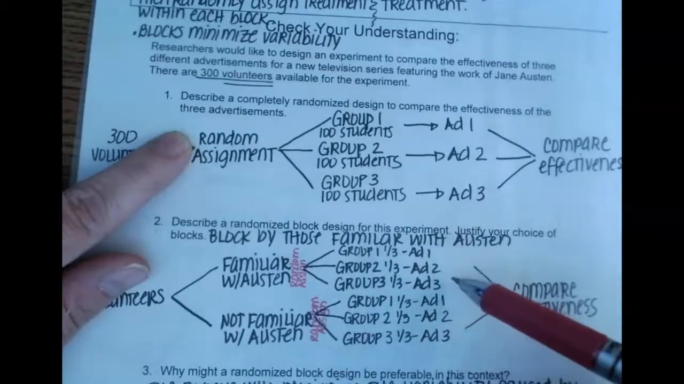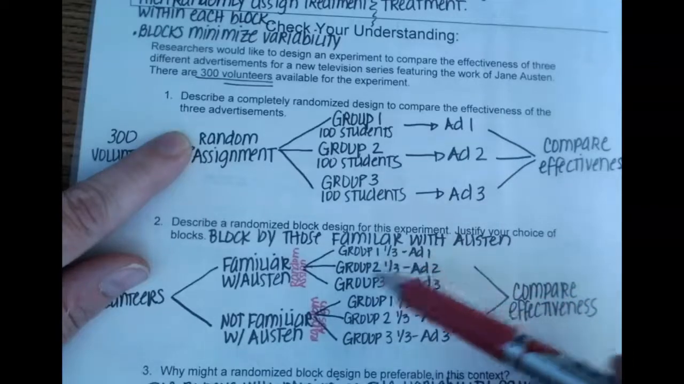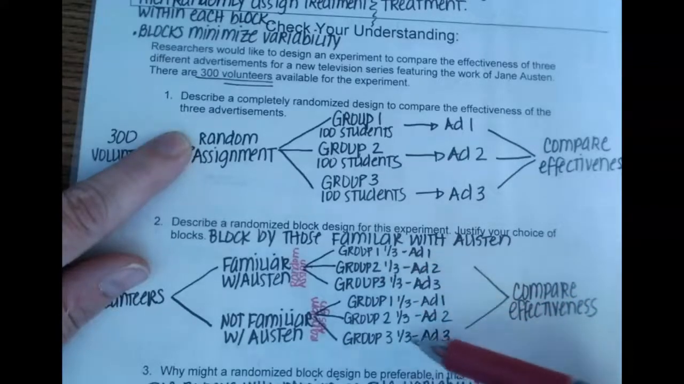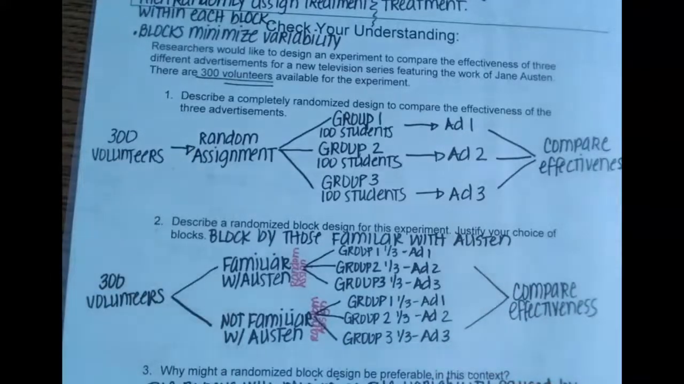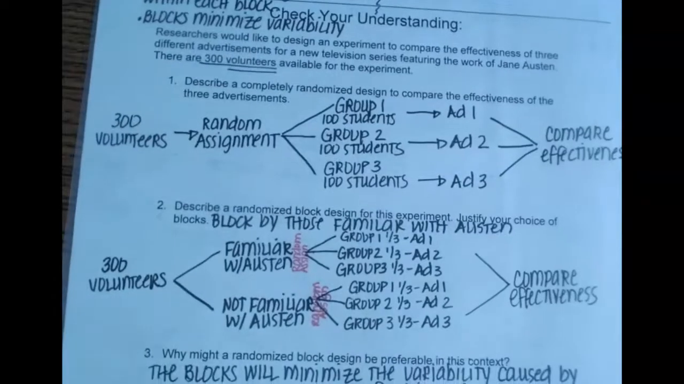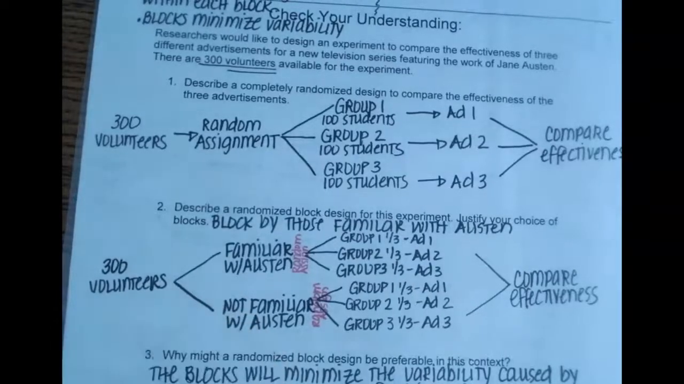And if only the people who are excited about their advertising are from this block, well, maybe there's something wrong and they're not doing something to pull in those not familiar with Jane Austen. So it just gives them a better idea of whether what they're putting out there is effective and working for everybody or only some of the groups. So you're reducing the variability with these blocks.